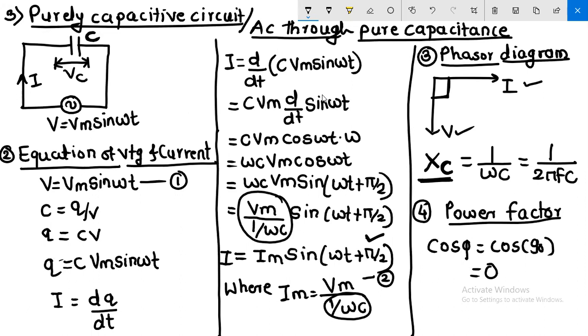But what can you say here? What did we say yesterday? In purely inductive circuit, what can you say? 0 lagging. Here what you have to say? 0 leading. Everyone got it? Yesterday in the purely inductive circuit, what we have seen? We have seen that 0 lagging. But now today into the purely capacitive circuit, what are we going to say? 0 leading. Everybody got this one?